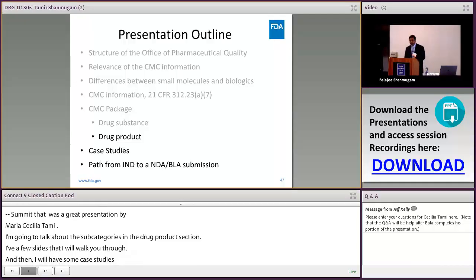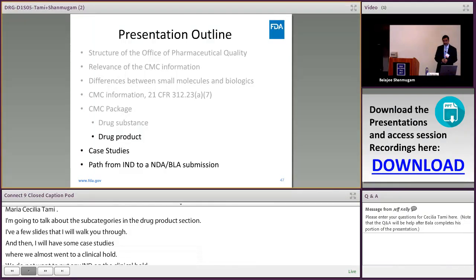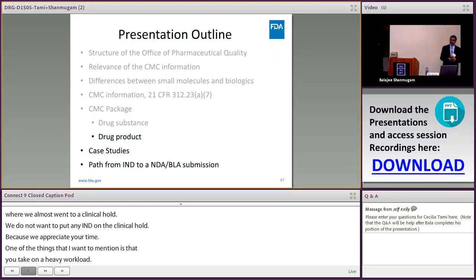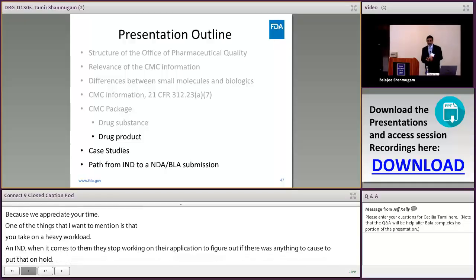And one of the things that I want to make a mention here is the reviewers who take on a heavy workload with the NDAs, supplements, meeting packages, and also IND. So when an IND comes to them, they just stop working on other applications, take on this to first figure out if there is anything that would trigger a hold. And I really do appreciate our regulatory colleagues here who get on the phone or send you an email saying, CMC wants this information. Could you please provide them so we can get this going and we could say it is safe to proceed, at least from a CMC point of view.